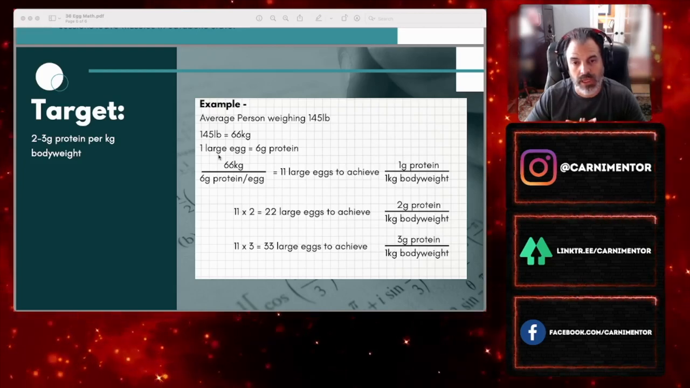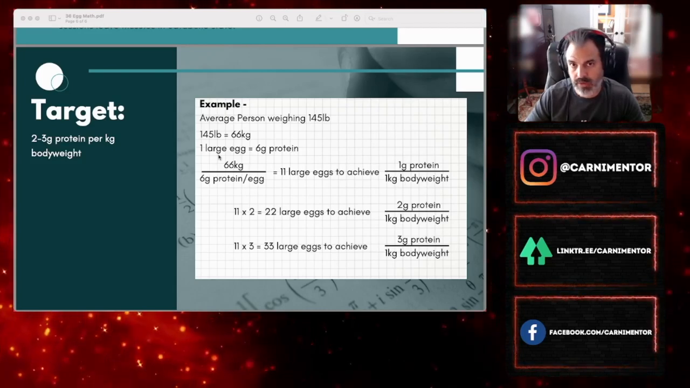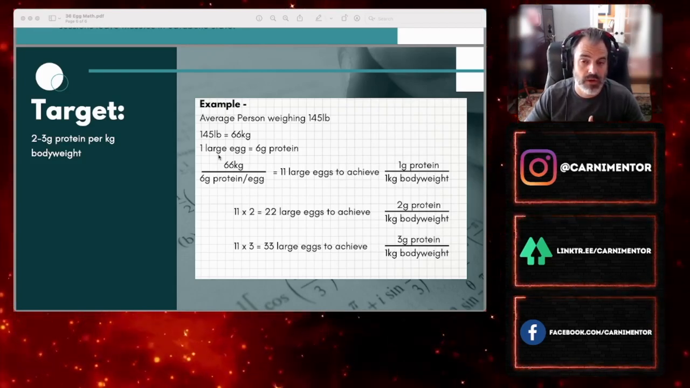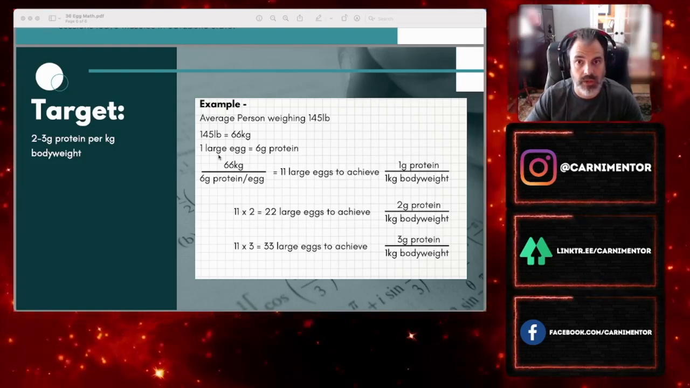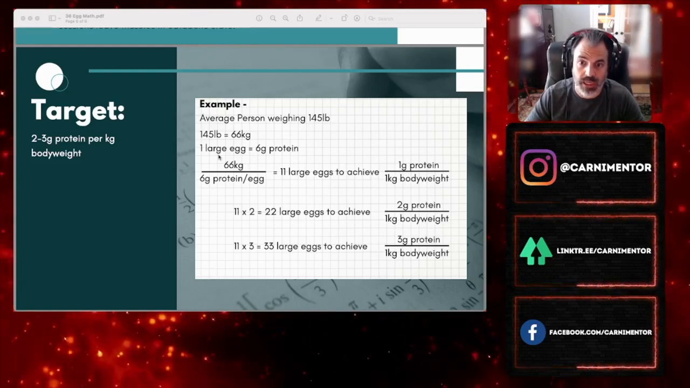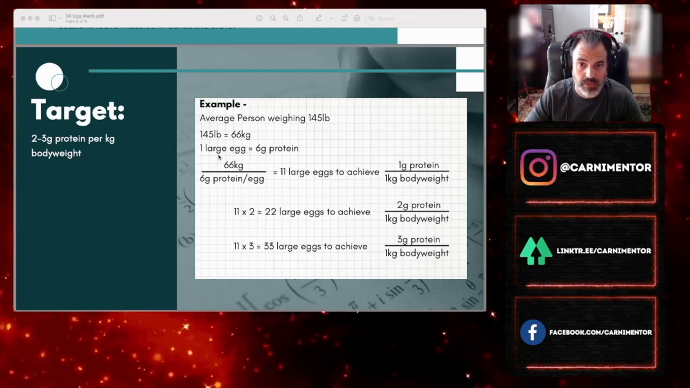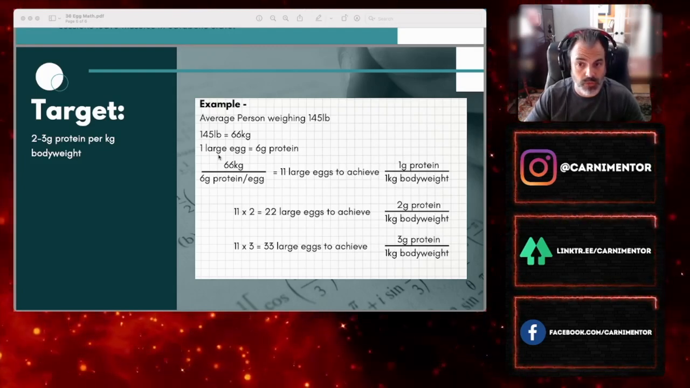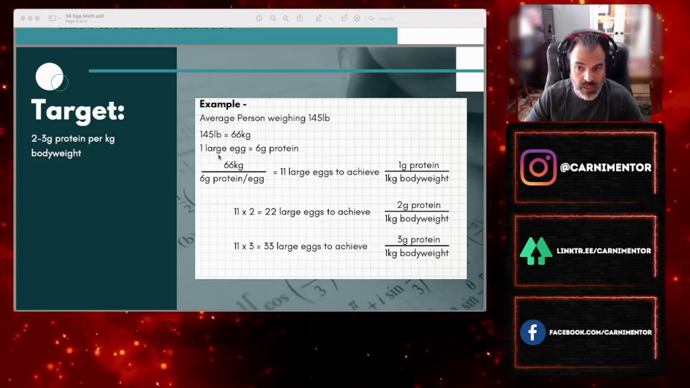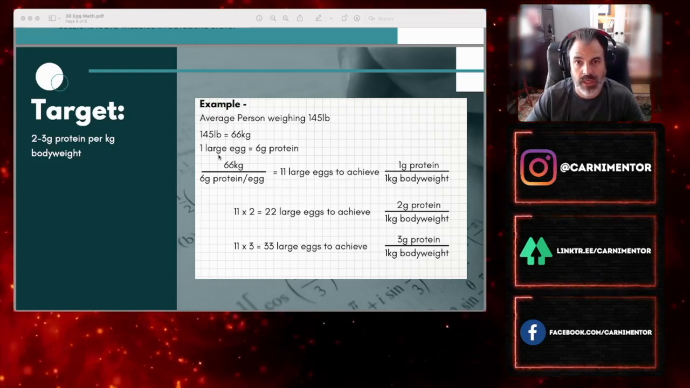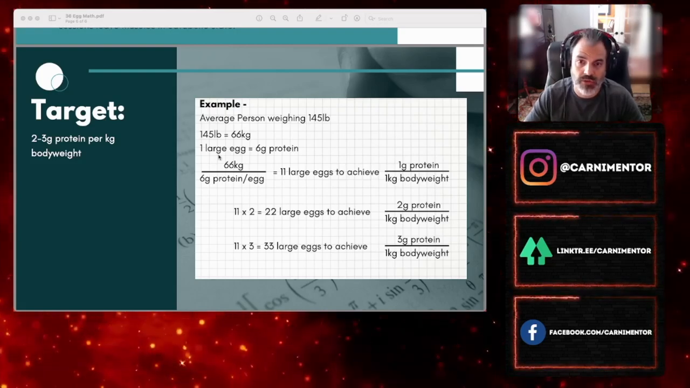So if we need 2 to 3 grams of protein per 1 kilogram of body weight, and you weigh 66 kilograms, well then one large egg happens to be 6 grams of protein in and of itself. So you take the 66 kilograms, you divide it by the 6 grams of protein per egg, and you get 11 eggs that are needed to give you 1 gram of protein per 1 kilogram of body weight. So if you want to get 2 grams of protein per kilogram of body weight, you would do 22 eggs, and 3 grams, you would do 33 eggs. So that's why if you just do 12, 24, and 36, you're pretty much covered.